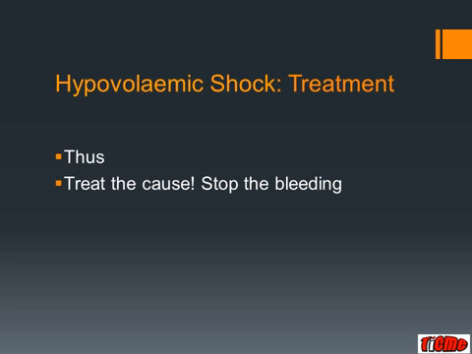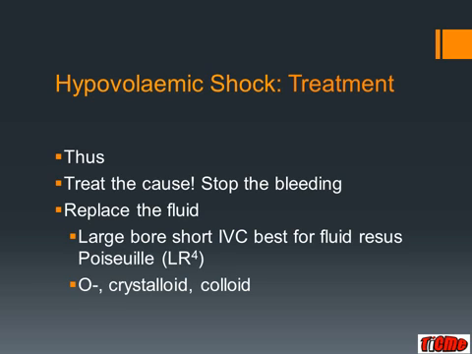Stop the bleeding. And this is why a trauma patient who arrives with hypotension and a positive FAST goes straight to the operating theatre. You need to replace the lost fluid, and remember that a large diameter short bore cannula is best for fluid resuscitation. If blood loss is the feature, then you should be giving O negative blood and then wait for your cross match. Crystalloid or colloid, it doesn't really matter. In our department we certainly use crystalloid for everything.